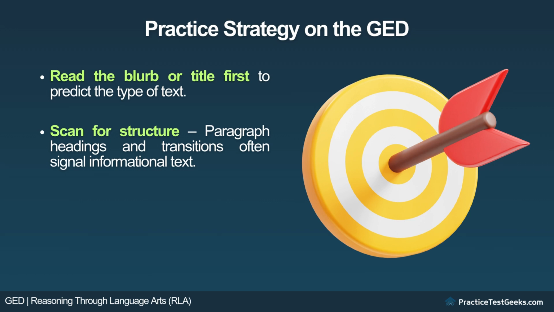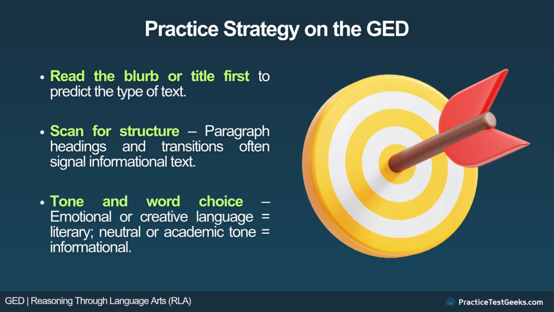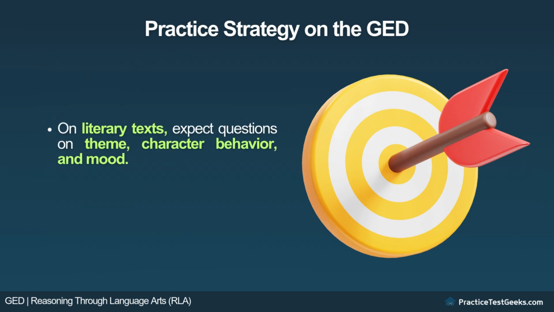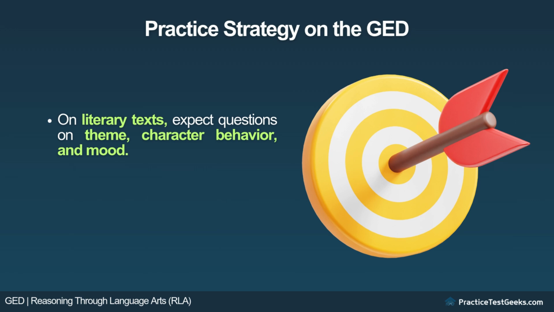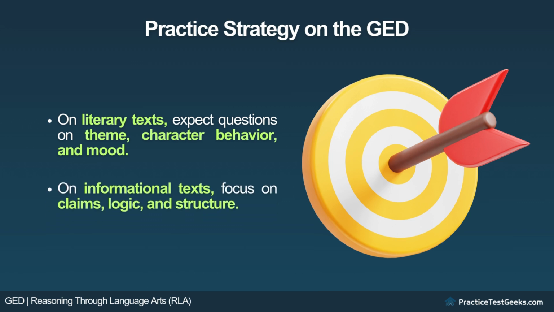Headings, subheadings, or transitional phrases like "in conclusion" or "for example" are strong clues that you're looking at an informational text. Then, pay attention to tone and word choice. If the language feels emotional, descriptive, or creative, you're likely reading a literary piece. In contrast, a neutral or academic tone usually signals informational writing. When working with literary texts, prepare to answer questions about theme, character behavior, and mood. But if the passage is informational, shift your focus to identifying the main claim, evaluating logic, and understanding how the argument is structured.